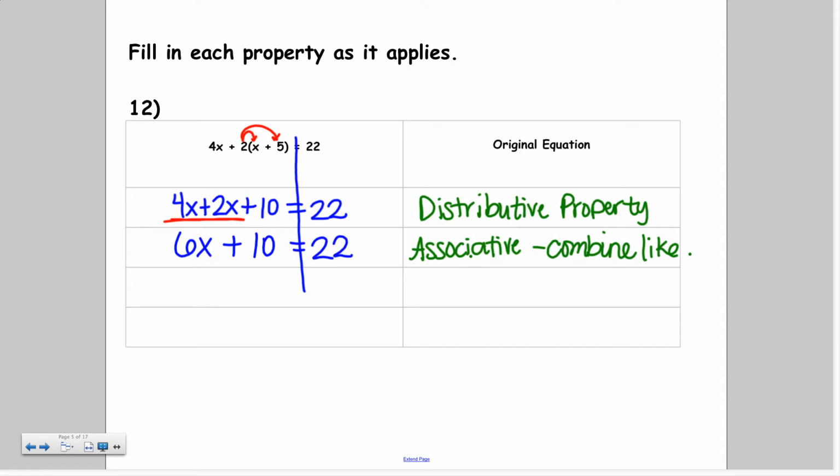Next, we want to get that 10 away from there, so we're going to have to subtract 10 from both sides. So we're going to do the subtraction property of equality. All right, so that's going to give us 6x is equal to 12. Now, to get x by itself, we're going to have to divide both sides by 6. So we're going to use the division property.